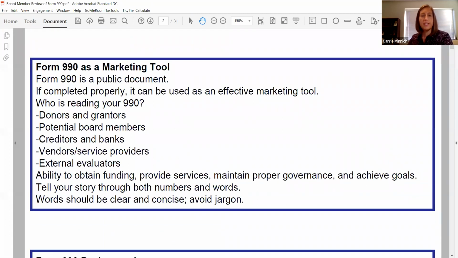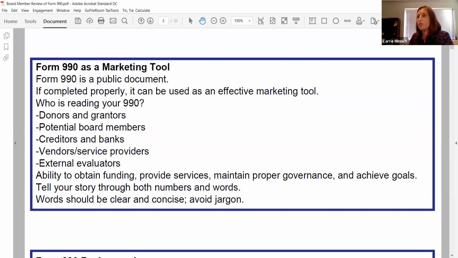So yes, your 990 is a form that's filed with the IRS and it's required to be filed. However, you should really look at it as a marketing tool as well. Again, it is a public document, so you want to use it as best you can. Some members of the public, this is all they're going to see of your organization, is your 990. So you really want to make sure that everything is portrayed correctly, accurately on the form.